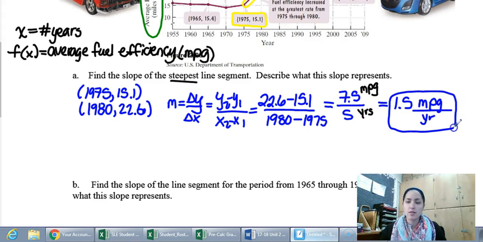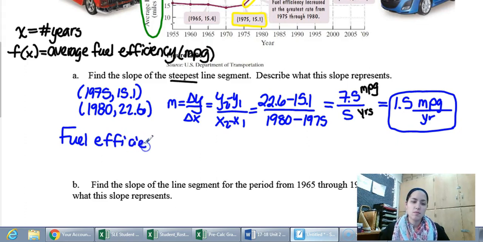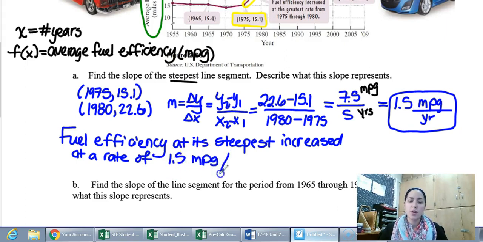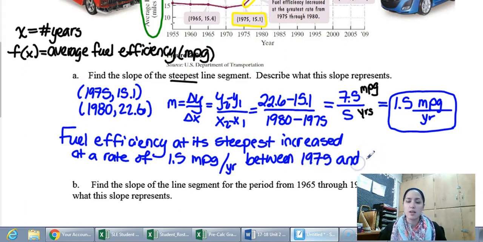And if I were to write that as a sentence, I'm just taking the language of the question and turning it into an answer: fuel efficiency at its steepest increased at a rate of 1.5 miles per gallon per year between our years 1975 and 1980.